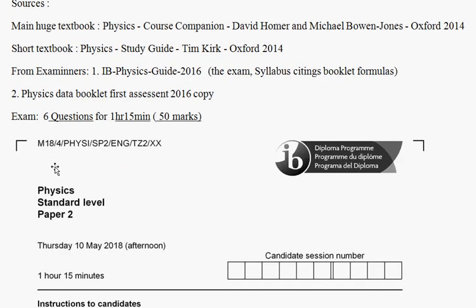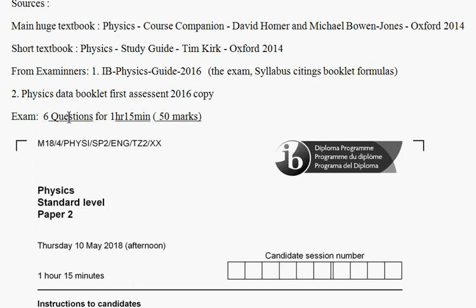Sources that you can use to prepare for the exam: the main huge textbook from Oxford 2014, the shorter textbook by Tim Kirk from Oxford 2014, and you should have two booklets from the examiners. One, the IB Physics Guide 2016, which describes the exam syllabus and mentions formulas, and second, the Physics Data Booklet, which includes most of the formulas, about 95% of formulas, and this booklet will be available for you at the exam.